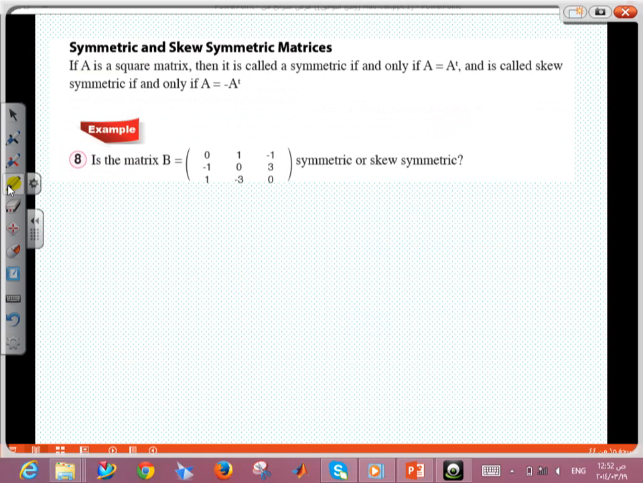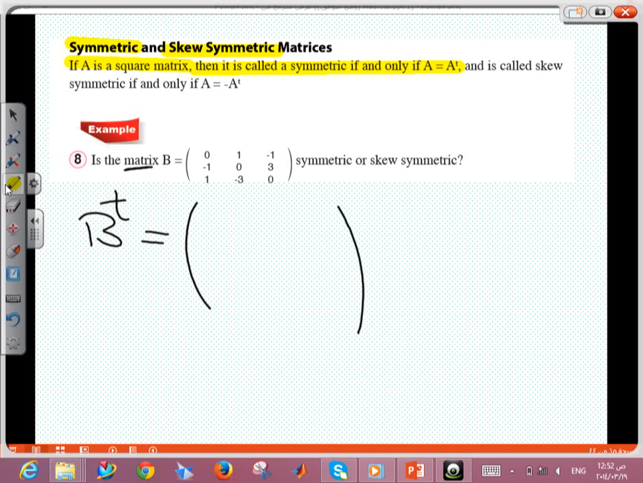Another definition of matrices is symmetric and skew symmetric. What's the difference between symmetric and skew symmetric? If A is a matrix, then it's called symmetric if and only if A equals A transpose. What does it mean by A transpose? Let's see. We have matrix P, and I want to get P transpose.